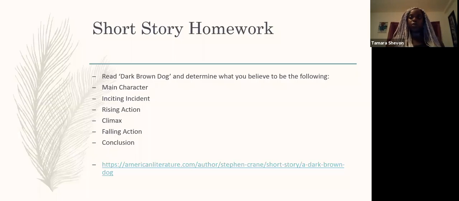So you're going to have that available to you to read. And then you also are going to have a story that's going to be included called To Build a Fire. So both of these stories, you're going to be doing the same thing here, finding out the main character, inciting incident, rising action, climax, falling action, conclusion. If you need to look back at these notes to find out the details of each of these, please do that, and then we will go over that together. So you will all send me who you think the main character is and all of these different steps of the short story for both Dark Brown Dog and To Build a Fire by Jack London.